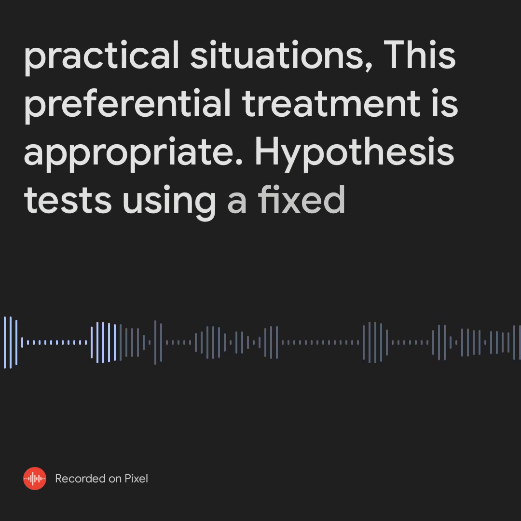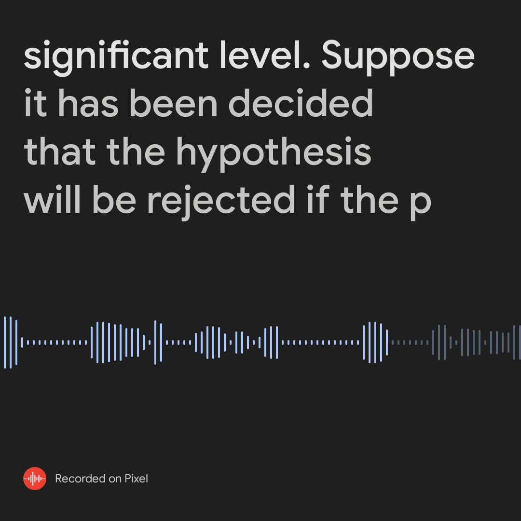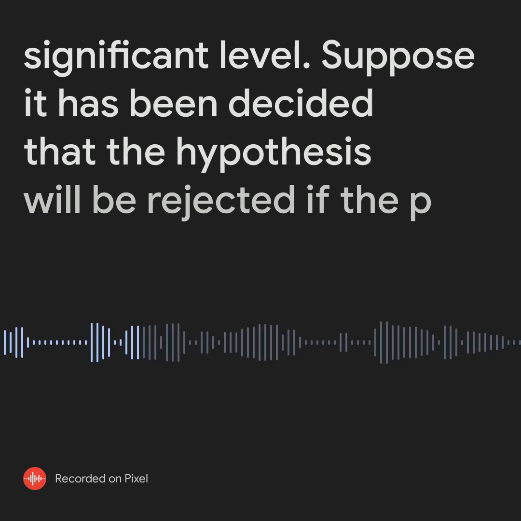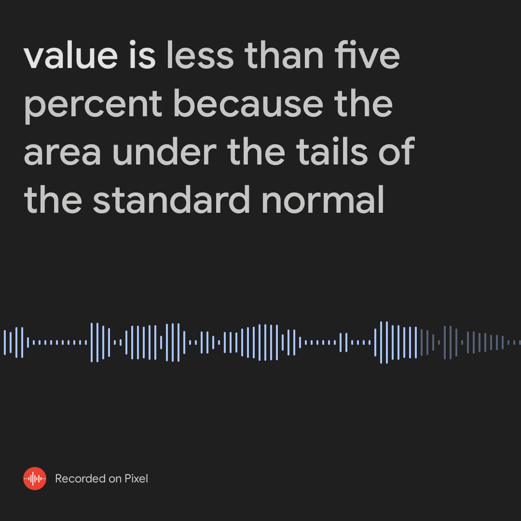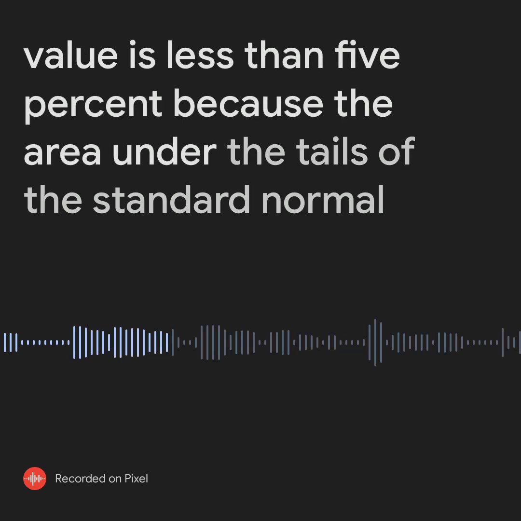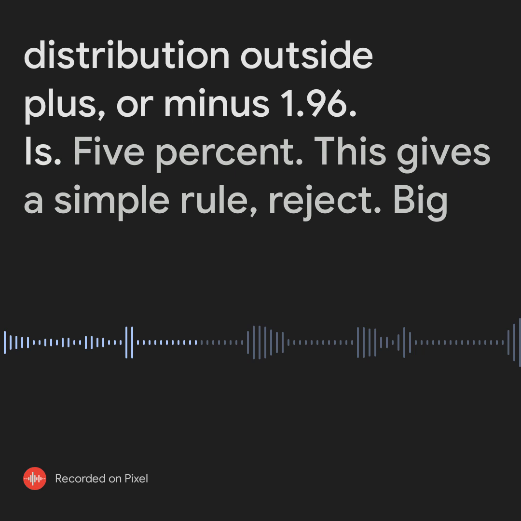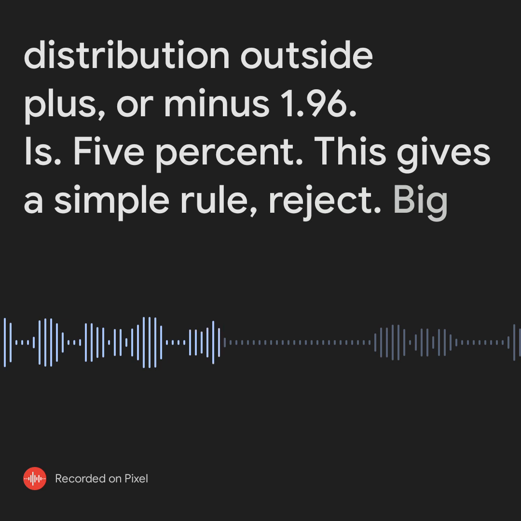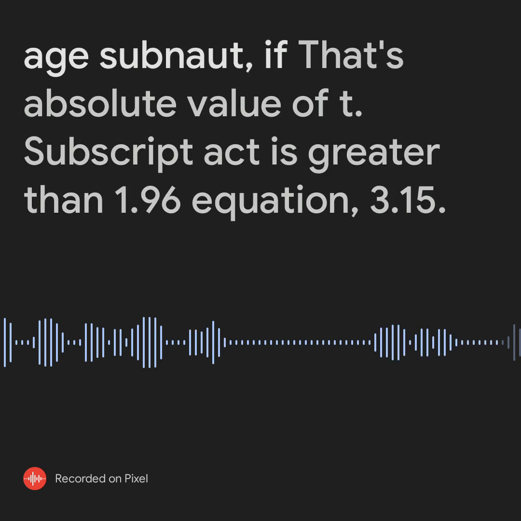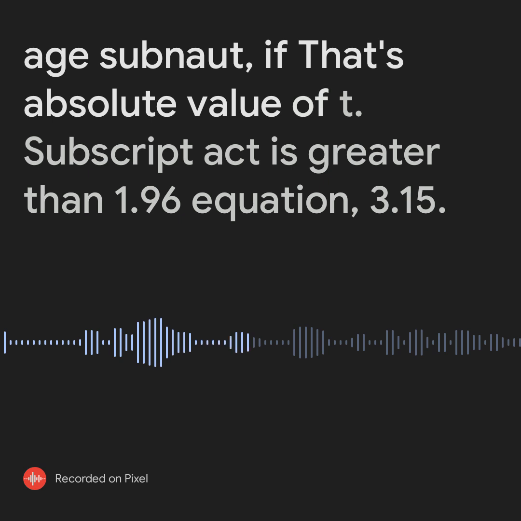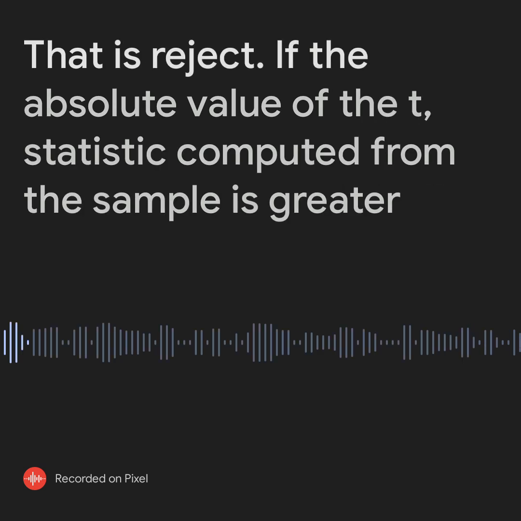Hypothesis tests using a fixed significance level. Suppose it has been decided that the hypothesis will be rejected if the p-value is less than 5%, because the area under the tails of the standard normal distribution outside plus or minus 1.96 is 5%. This gives a simple rule: reject H0 if the absolute value of t^act is greater than 1.96, equation 3.15. That is, reject if the absolute value of the t-statistic computed from the sample is greater than 1.96.